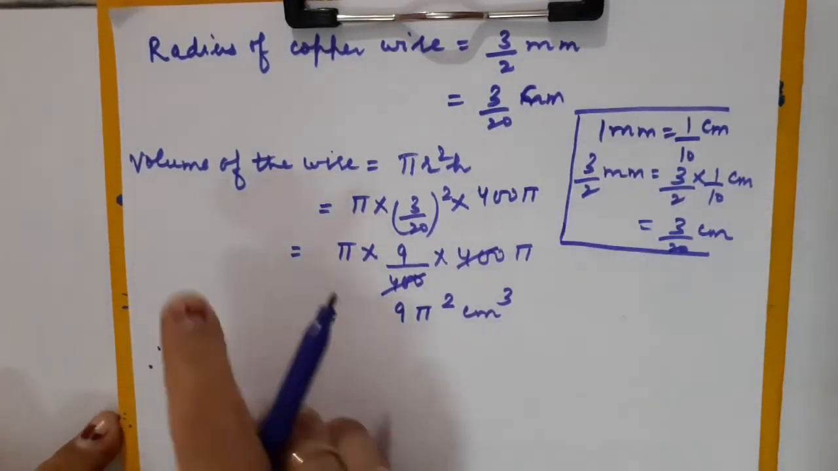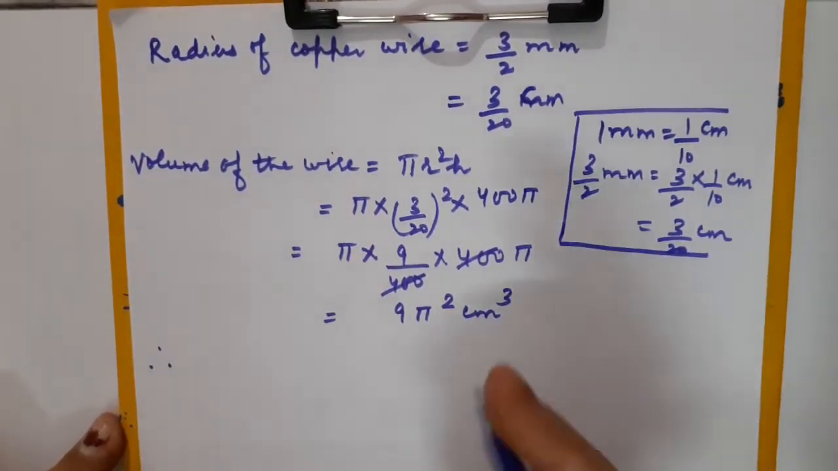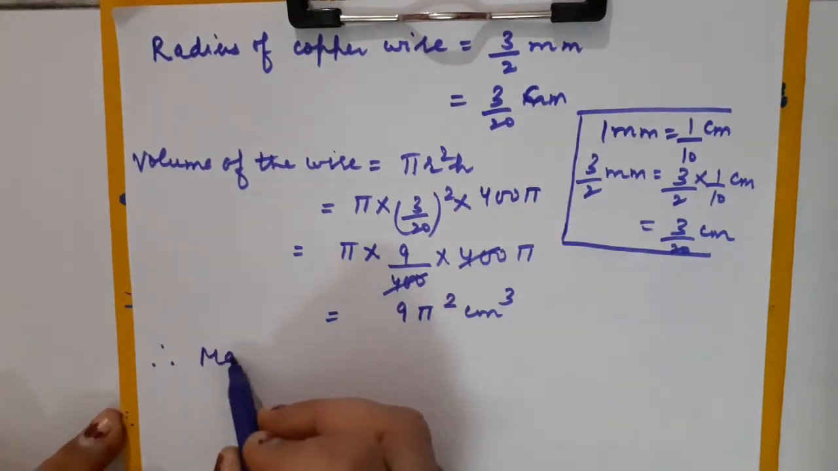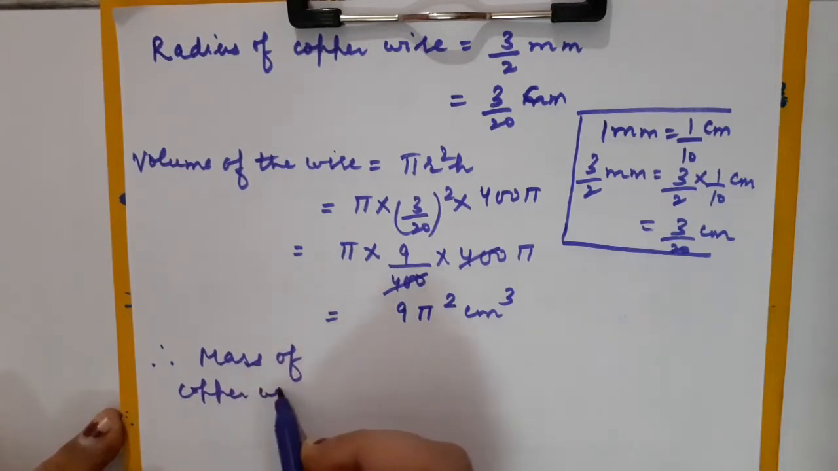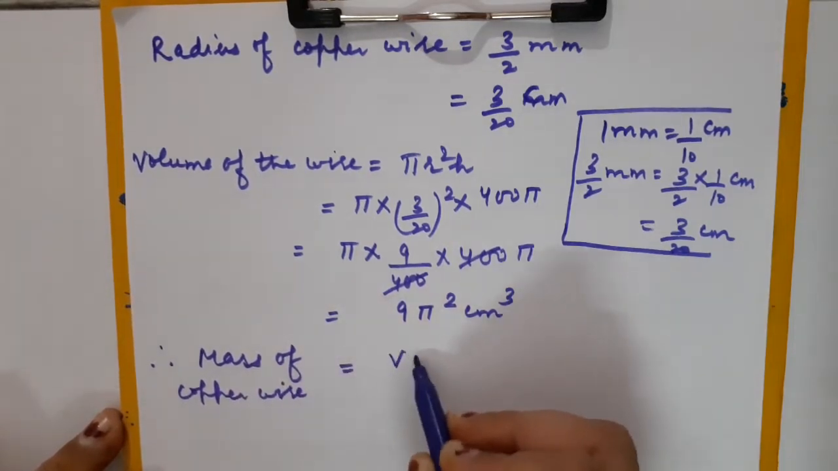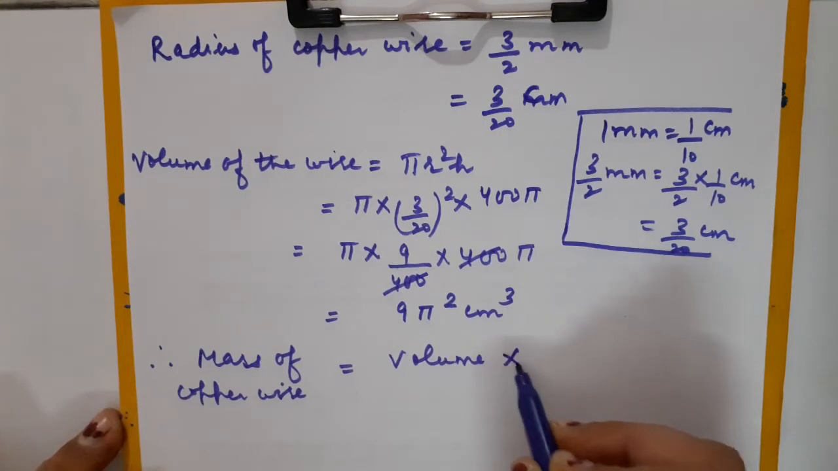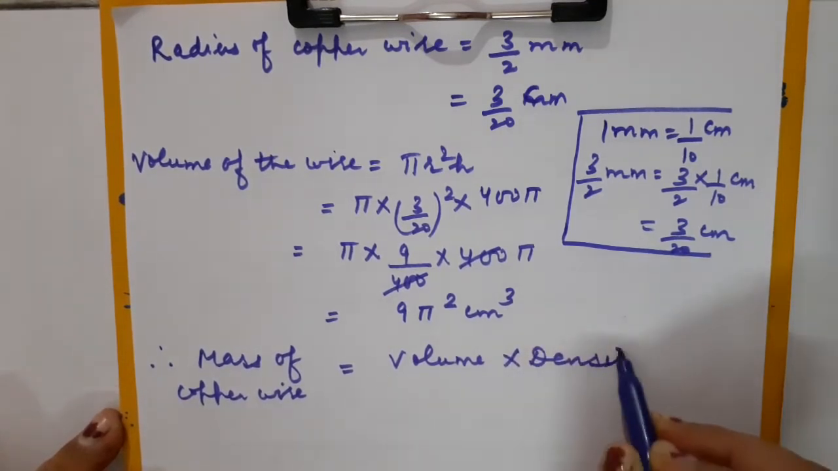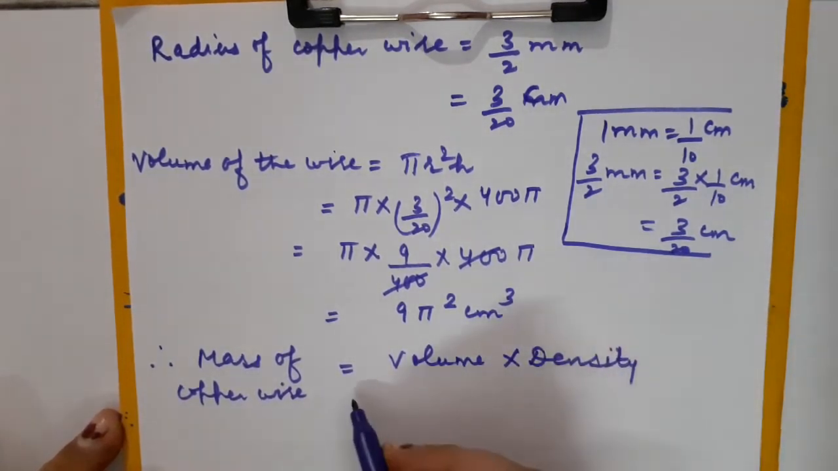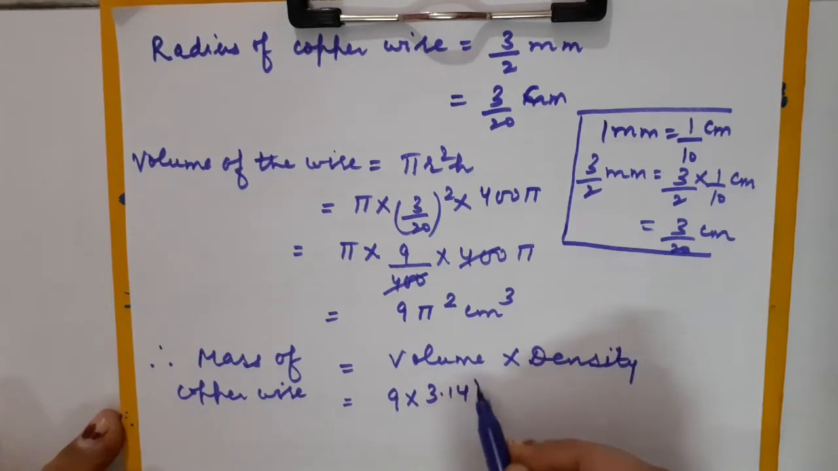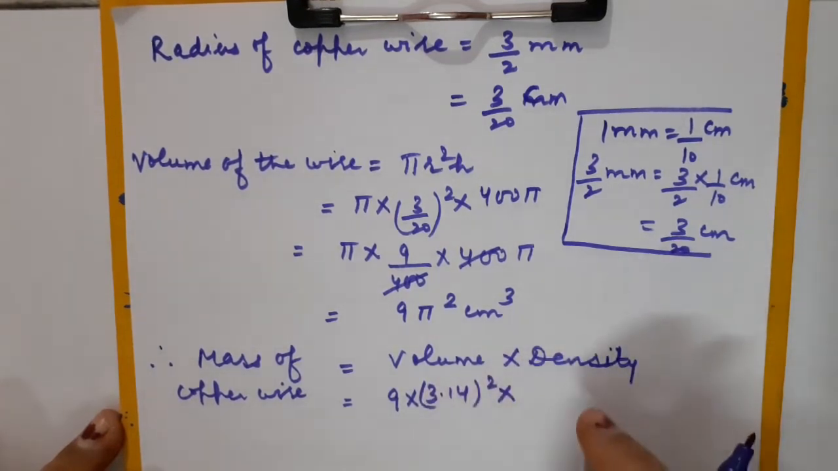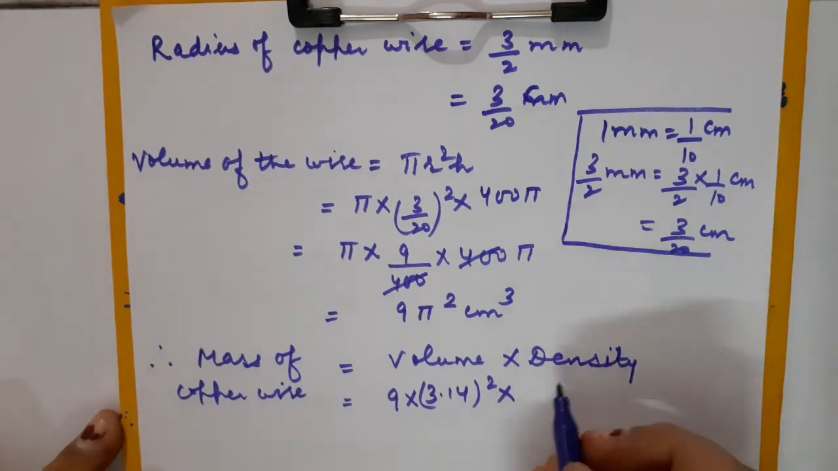Now, as you know the volume, you know the density. So let us calculate the mass of the wire. Mass of the copper wire is equal to volume into density. What is volume? We have just calculated. That is 9 pi square. At place of pi, can I insert 3.14? Its whole square into. What is density? It is given to us in the question, that is 8.88 gram.